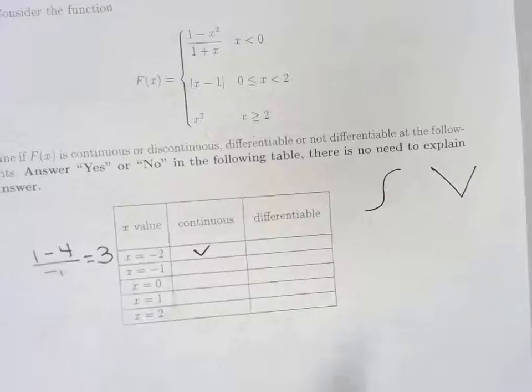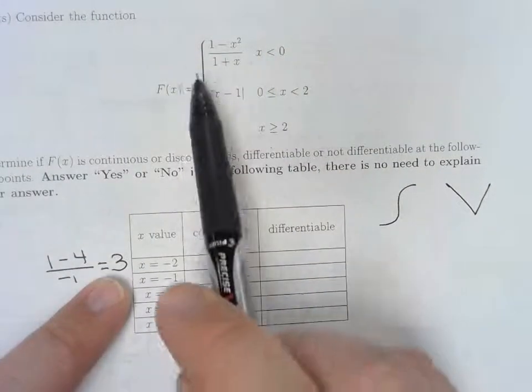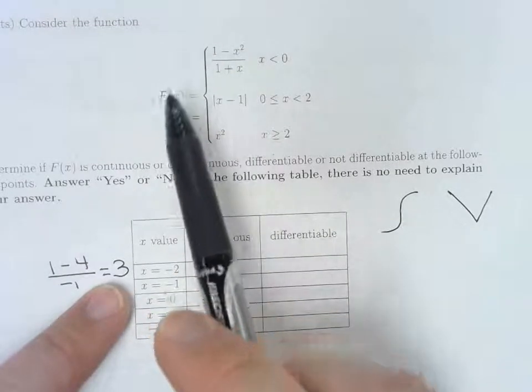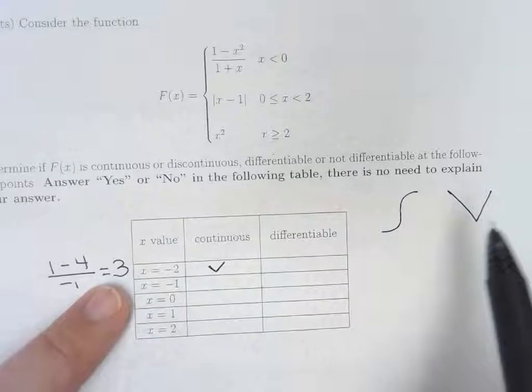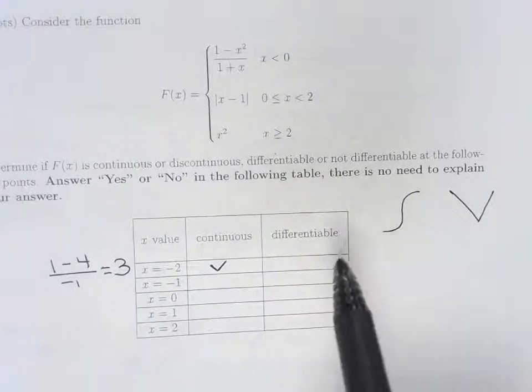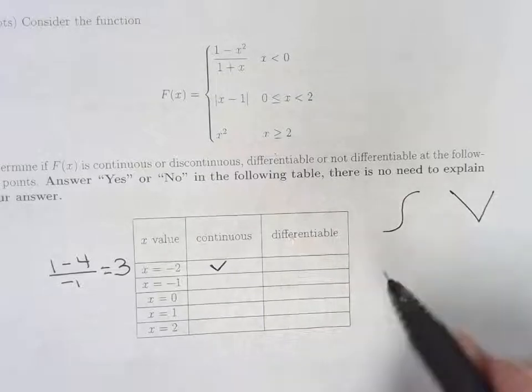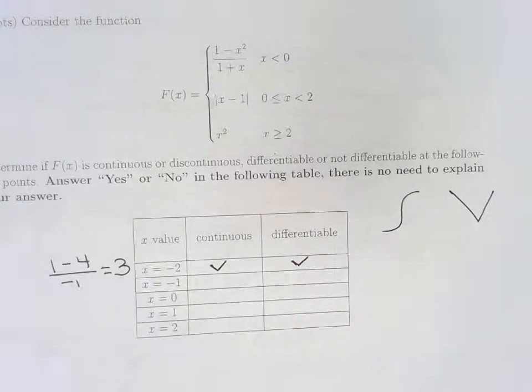So if I think about the graph of this at x equals -2, you're not going to have a sharp turn. The sharp turns really only come from where you have absolute value functions. So it's going to be differentiable there, because it's just going to be a normal curve.